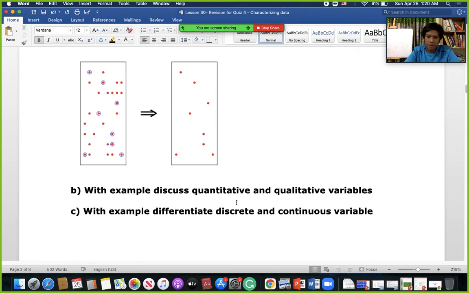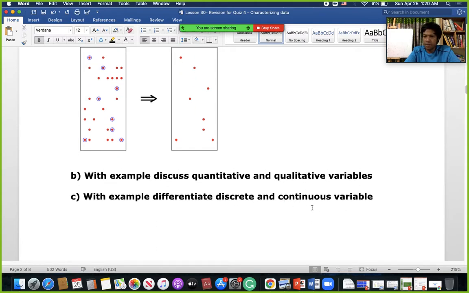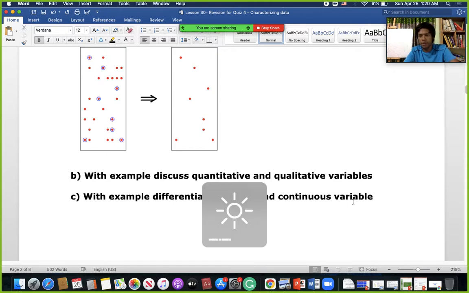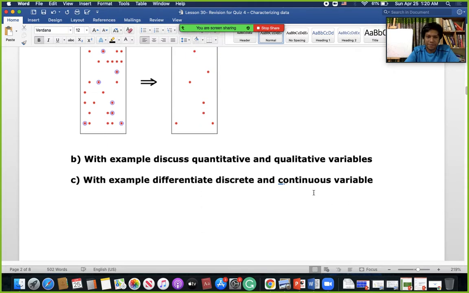Then with an example, discuss a quantitative and qualitative variable. So you will just define it and give an example. Okay, this is the example of quantitative data, and this is the example of qualitative data. Then with example, differentiate discrete and continuous variable. Here also just write what is a discrete variable, what is a continuous variable, and give one example in both of the cases. Because these two are very important concepts, that's why we thought that maybe we can include them here.